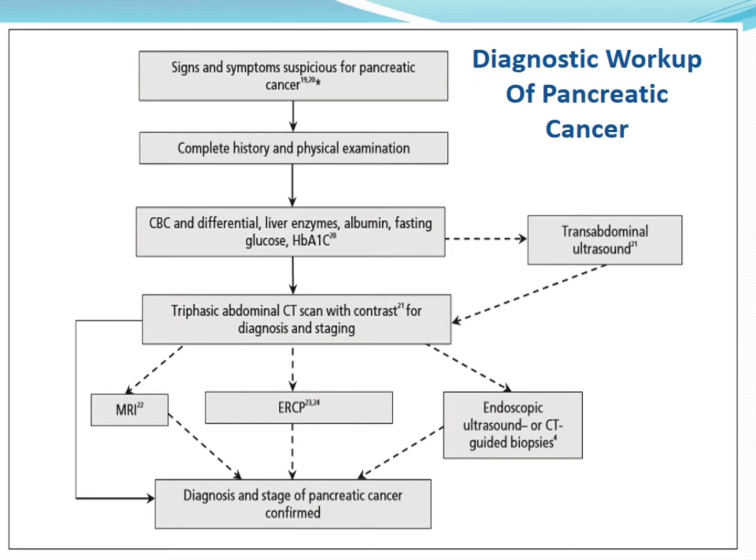This flow chart shows the diagnostic workup of pancreatic cancer after examination of the patient and laboratory investigation. Diagnosis and staging of pancreatic cancer is confirmed by pancreatic protocol CT or pancreatic protocol MRI. In some cases, we have to do endoscopic ultrasound with EUS guided biopsies, and also if EUS is not available, CT guided biopsies may be needed to confirm the diagnosis. ERCP is used for therapeutic purposes for drainage of the biliary tree due to high bilirubin level and marked jaundice in patients with pancreatic cancer.